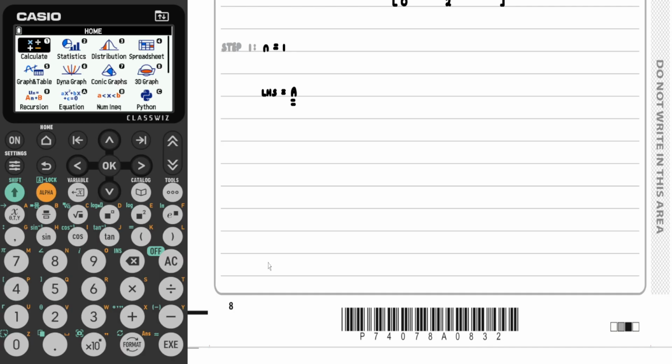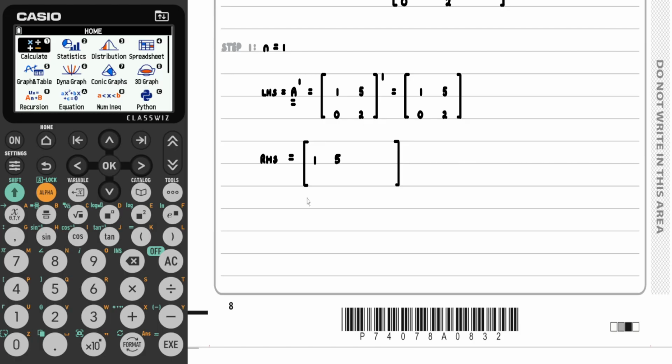On the left hand side we have the matrix A to the power of 1, that will be [[1, 5], [0, 2]] to the power of 1, which is [[1, 5], [0, 2]]. On the right hand side we have [[1, 5 times 2 to the 1 subtract 1], [0, 2 to the 1]], which is equal to [[1, 5], [0, 2]]. We see that the result then is true for n equals 1 because the left hand side is equal to the right hand side.